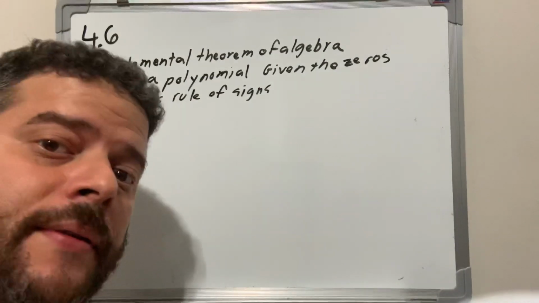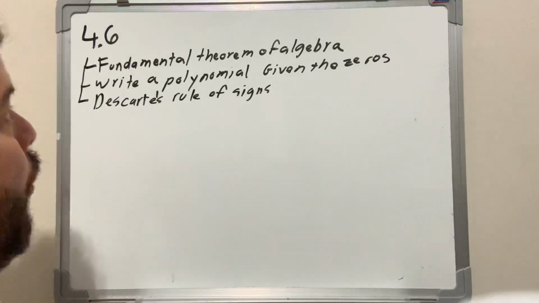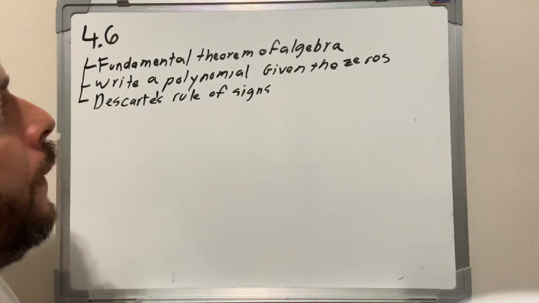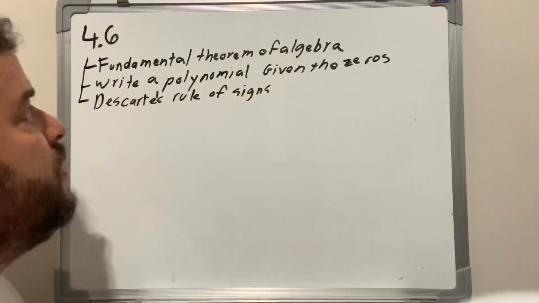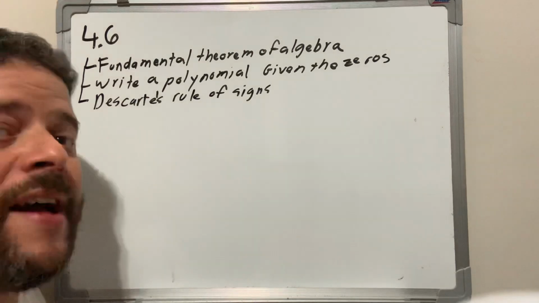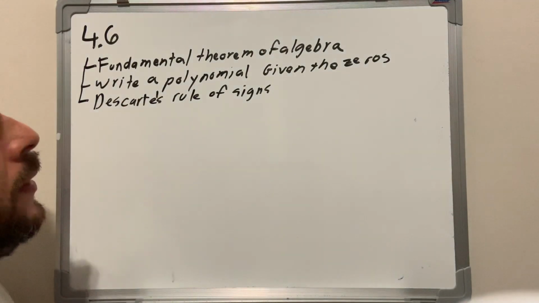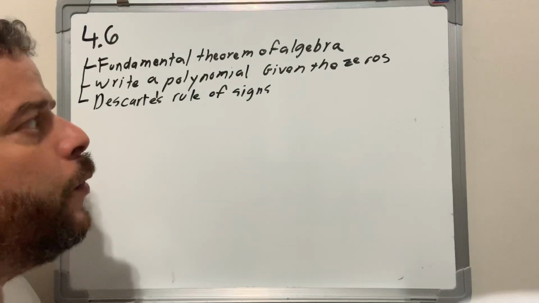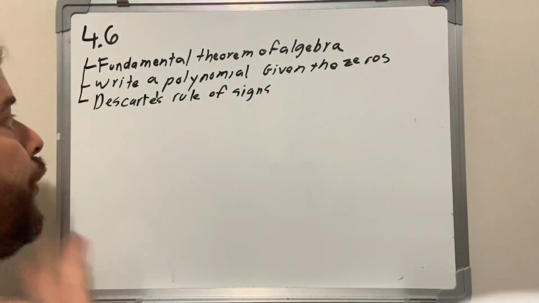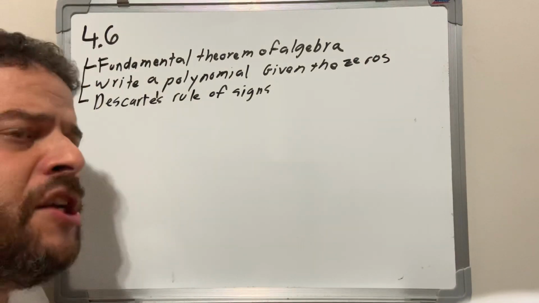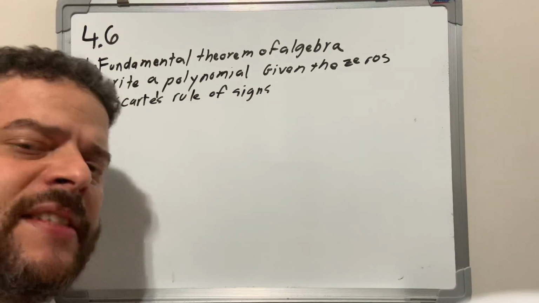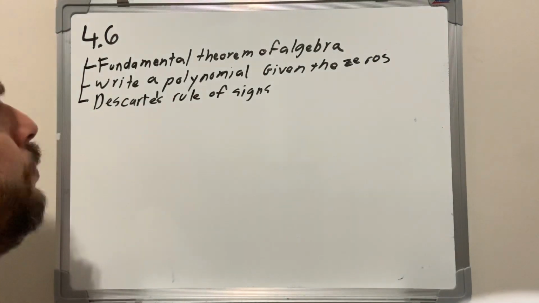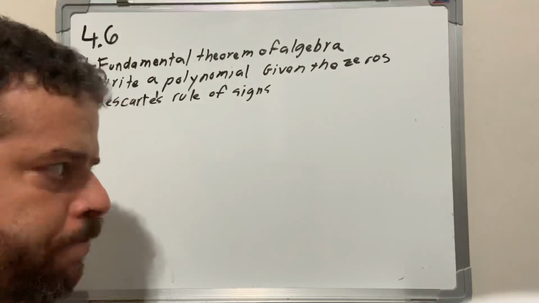Good morning, guys. Today we're going to go over 4.6 and we're going to look at three new items. The first one is just very theoretical, the fundamental theorem of algebra. The second one is very mathematical, how to write a polynomial of least degree when we're given the zeros. And the third one might be tricky initially, but it's very, very simple, but it is a mathematical and theoretical concept. So let's begin with the fundamental theorem of algebra.